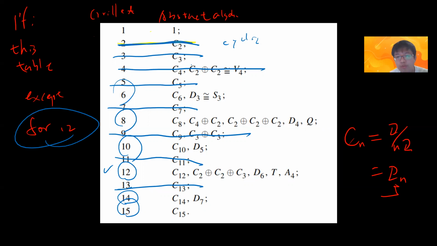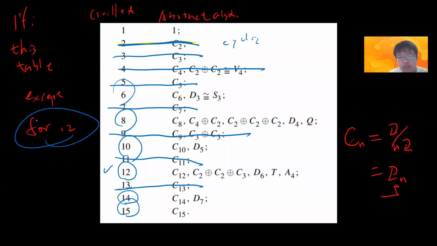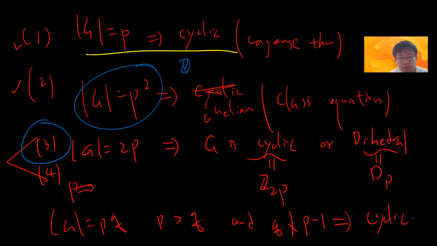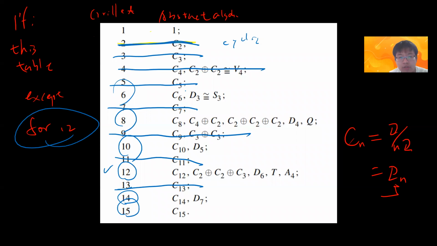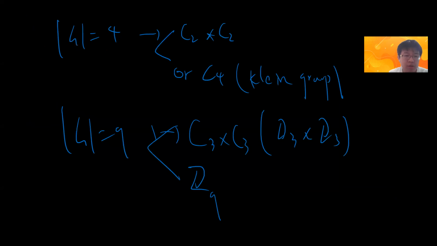So let's prove the 2p case, so let's prove number 3. Once you prove 3, if you choose p to be 3, then the group of order 6 will be cyclic or dihedral. This one is cyclic, and this one is dihedral. And you will also solve 10, right? Because 10 is 2 times 5. So basically you will solve 6 and 10. Okay, without wasting your time, let's go to the theorem.